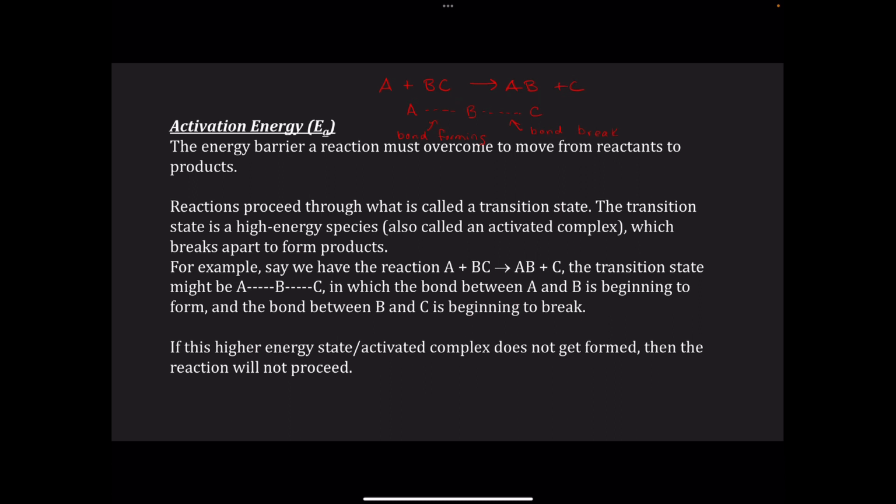And this is a very unstable state. Now, this state has to be achieved in order to form products. So if A doesn't start to form a bond to B and B doesn't start to break its bond to C, we're never going to get those products. So we have to reach this transition state in order to form our products.